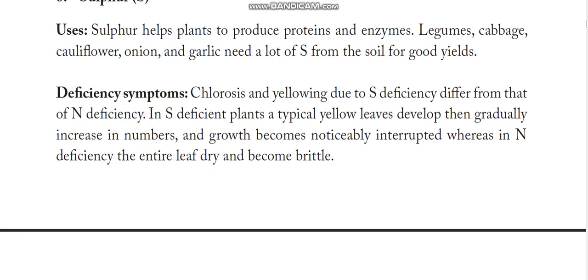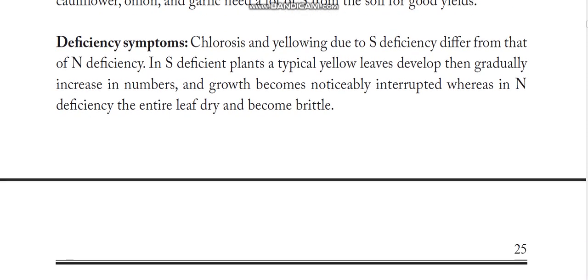Sulphur: chlorosis and yellowing are due to sulphur deficiency. If sulphur is deficient, atypical yellow leaves develop, then gradually increase in number, and growth becomes noticeably interrupted. Whereas in nitrogen deficiency, the entire leaf dries and becomes brittle.